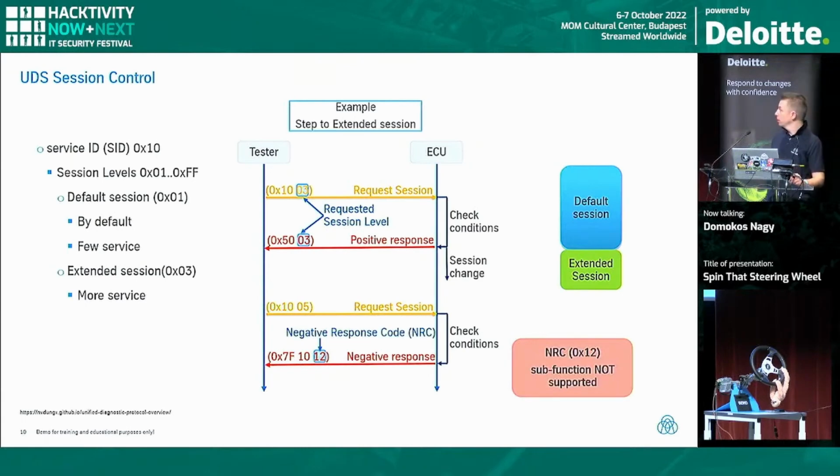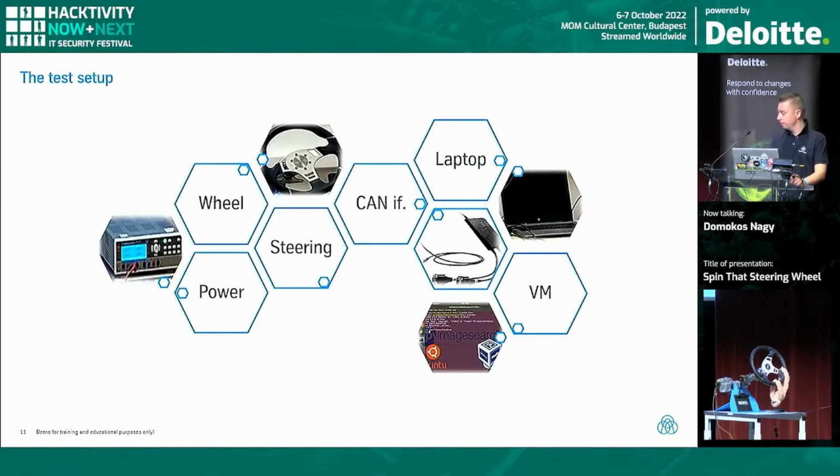What does it mean? That my session control service 10, and the requested level is 5, the requested session was 5, and it was rejected because subfunction not supported, but the subfunction was the session, so that session level 5 is not existing in this system. So thanks to the NRC, we can figure out what is available in a device.